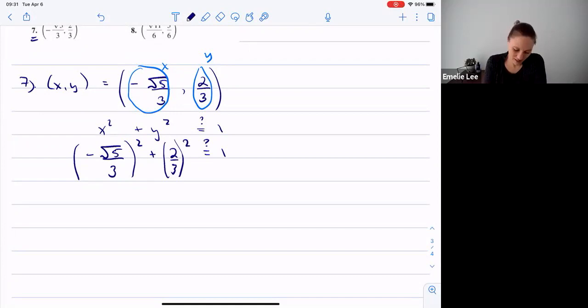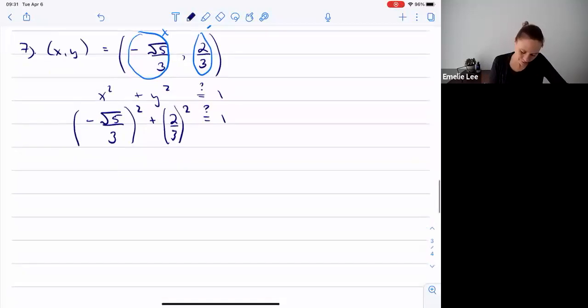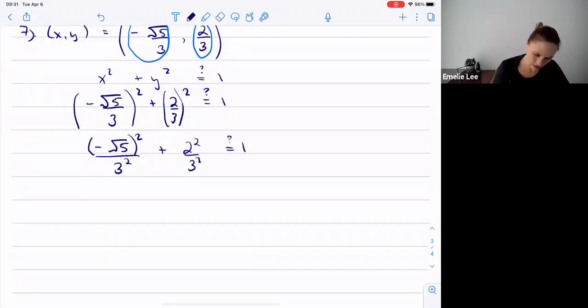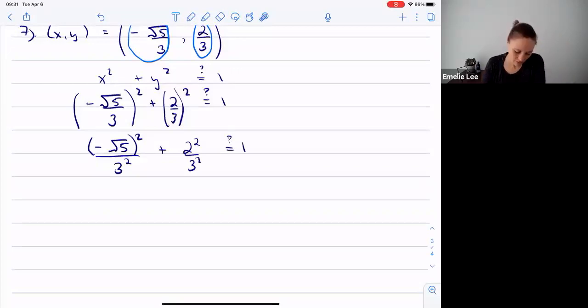Now, remember exponent laws? A long time ago, right? Well, they've been haunting us ever since, but if I'm dividing inside here, I can bring the square inside. So I get negative root 5 squared over 3 squared plus 2 squared over 3 squared. Does it equal 1? 3 squared is 9, so I still have that common denominator. That's nice. So then I have the negative root 5 squared.